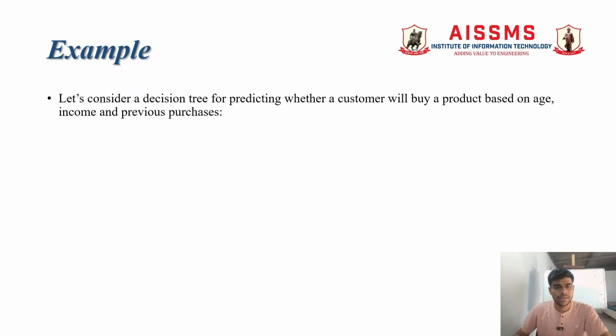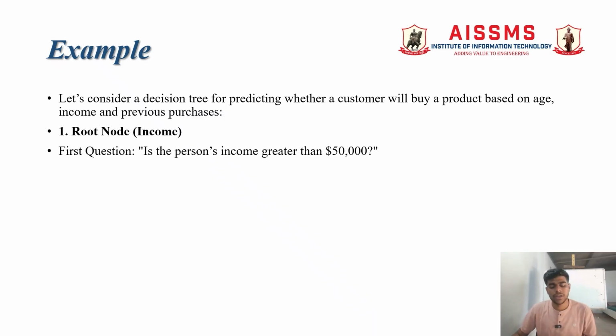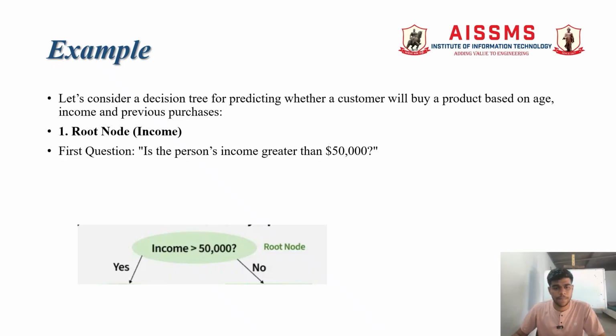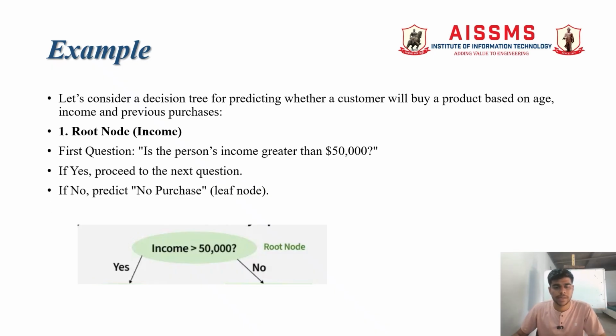Let's look at an example to predict whether the customer will buy a product or not. In this example, we see whether the customer buys a product or not based on the customer's salary. First, the root node. The decision tree might first ask if the income is greater than 15,000. If yes, it checks the age. If not, then proceed to the next question. We ask the next question: if the customer age is greater than 30.